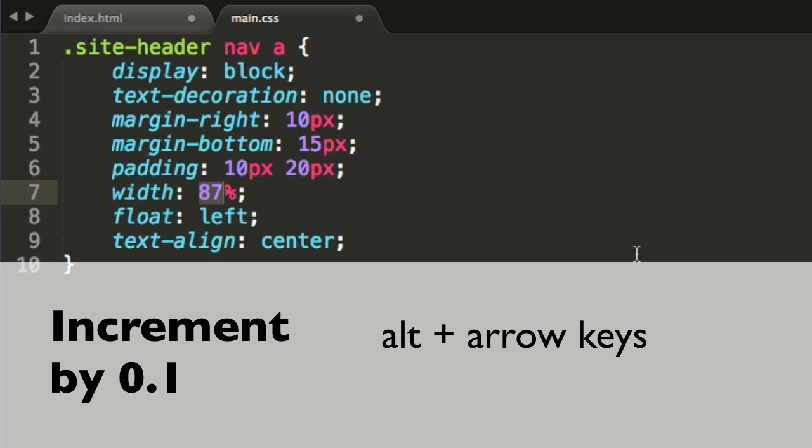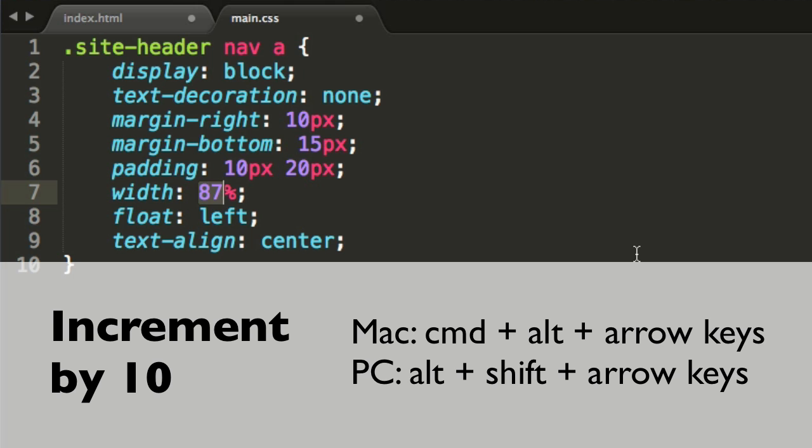And if I want to increment by 10, I just hold down Command and Alt at the same time and then use my arrow keys. For PC, it's Alt and Shift plus your arrow keys.